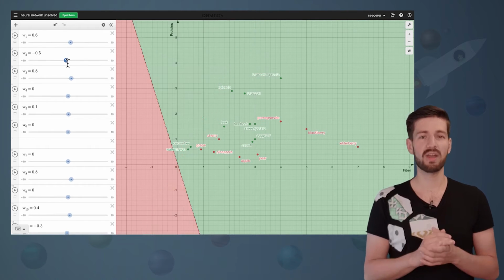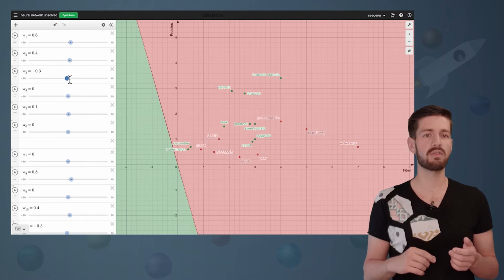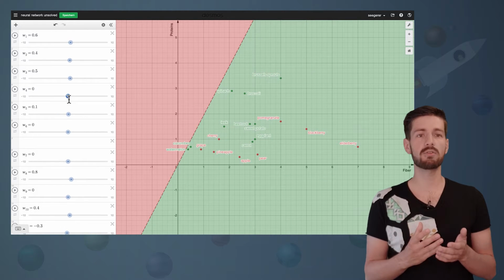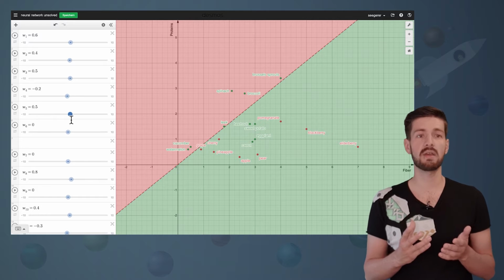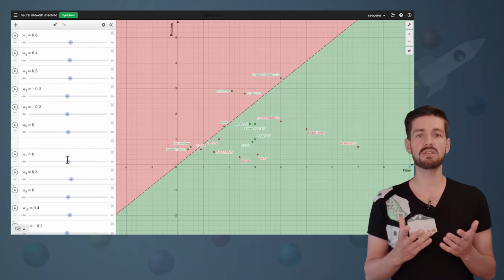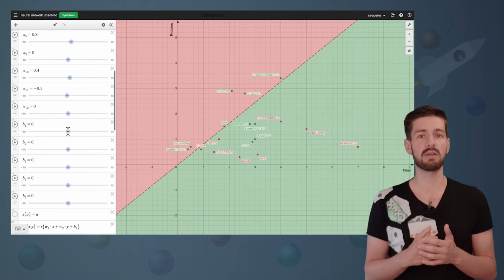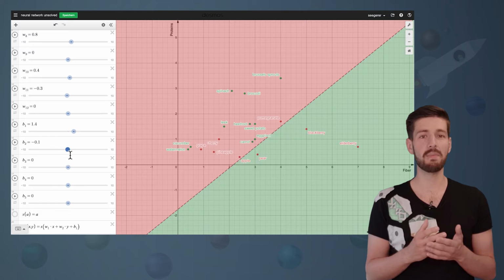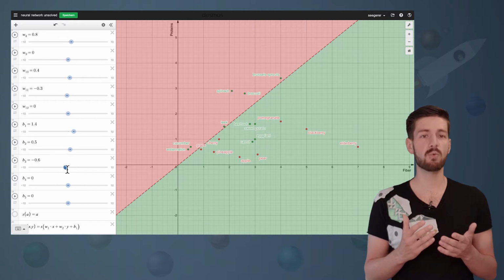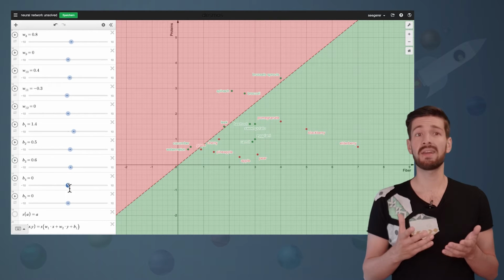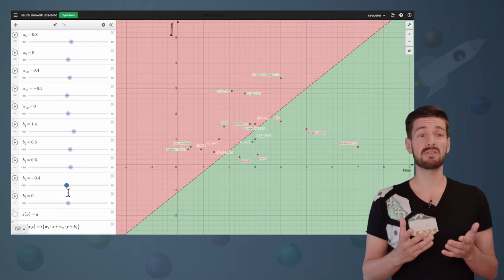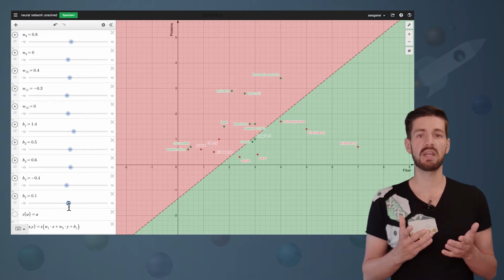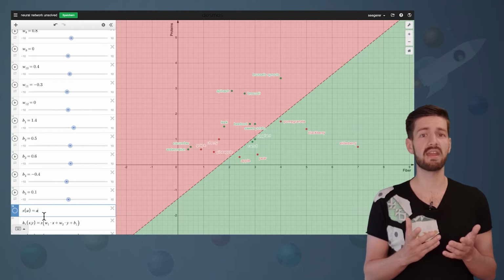We have 12 weights in total, so if I change the value of the weights here, we see how the boundary separating the two areas shifts. But unfortunately, just adjusting the weight only allows us to change the slope of the boundary. That's why we also need biases. By adjusting the bias, we can change the x and y intercept of our boundary, but it still only allows us to draw a straight line, which is obviously not enough to fit this data.